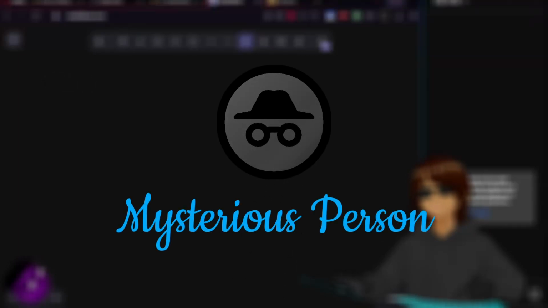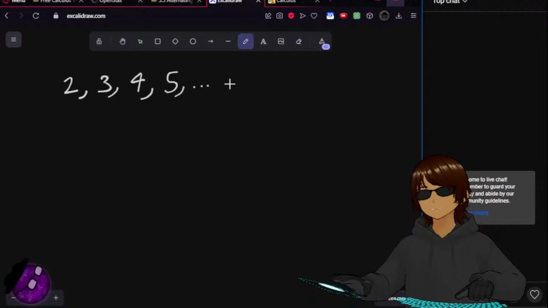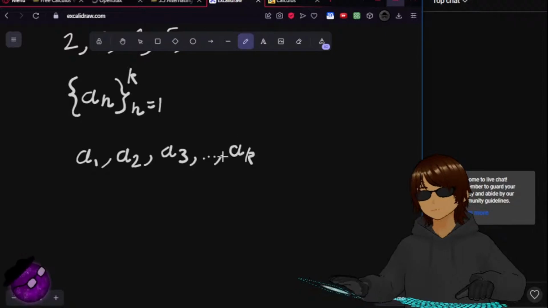A sequence is like a list of terms. So 2, 3, 4, 5, and so on. It could be finite or infinite. Also, it can be written like this: term A1, term A2, term A3, all the way till AK. This is how you represent this. It doesn't have to start from 1, and it can go all the way till infinity as well.